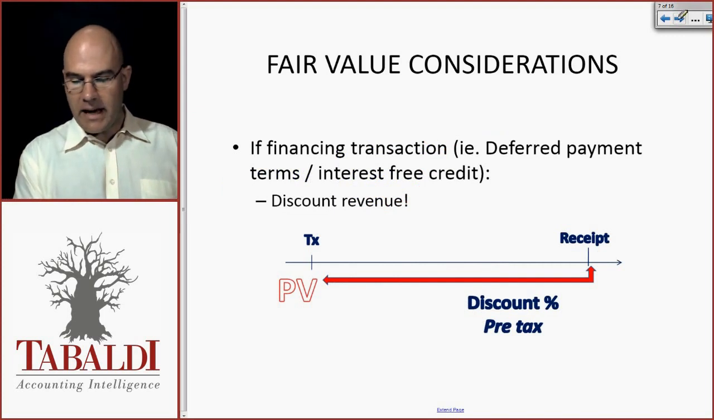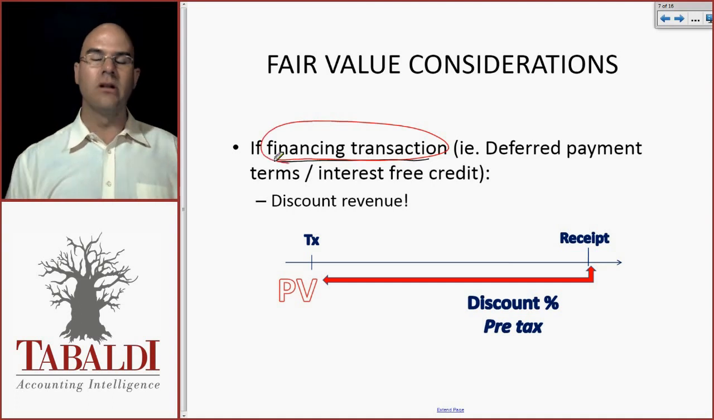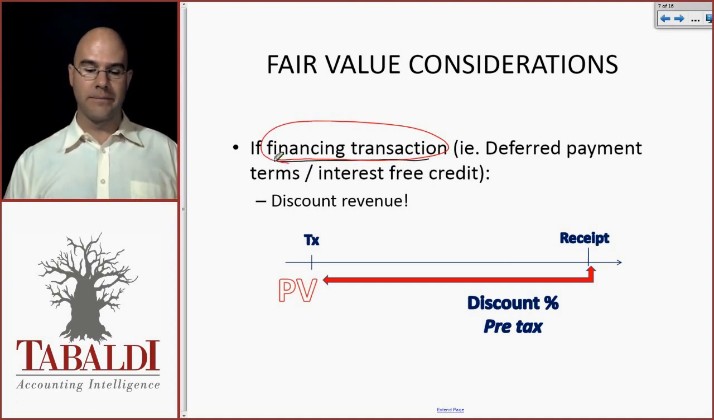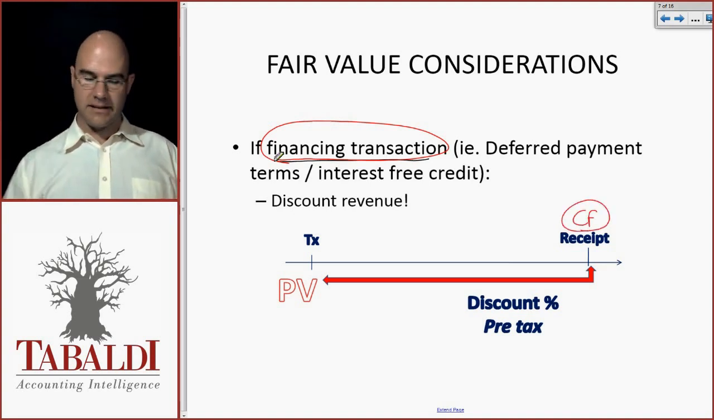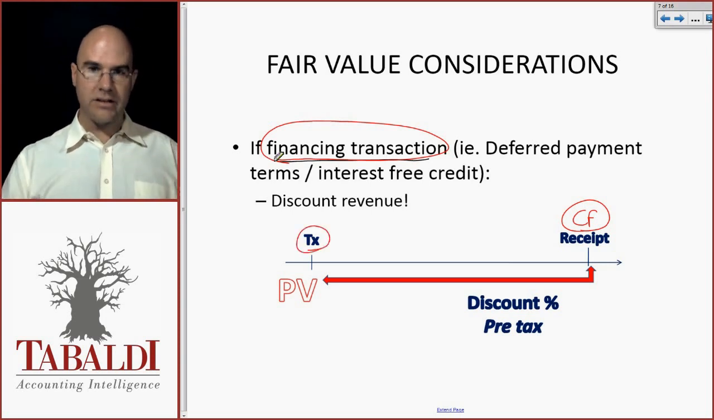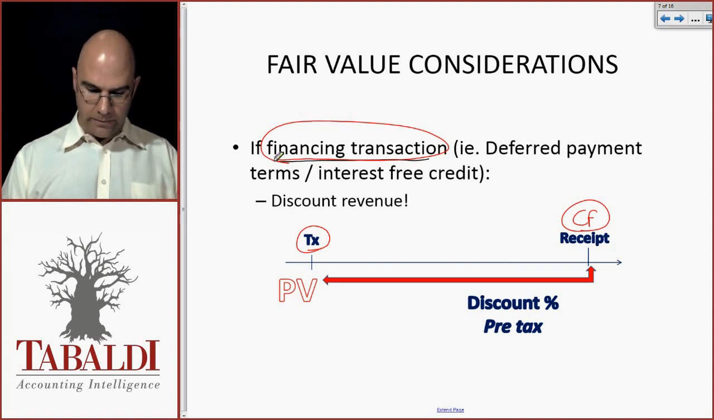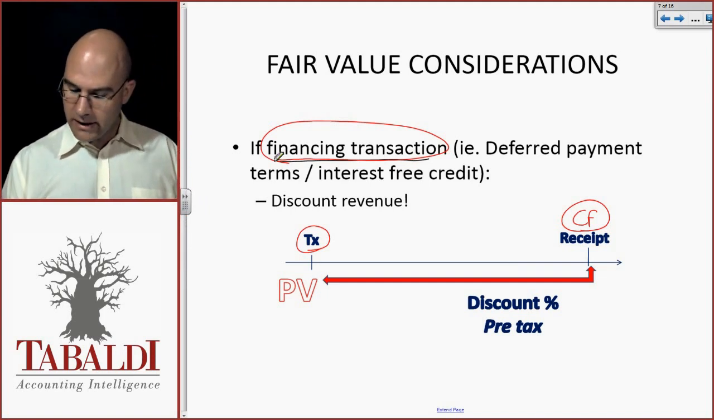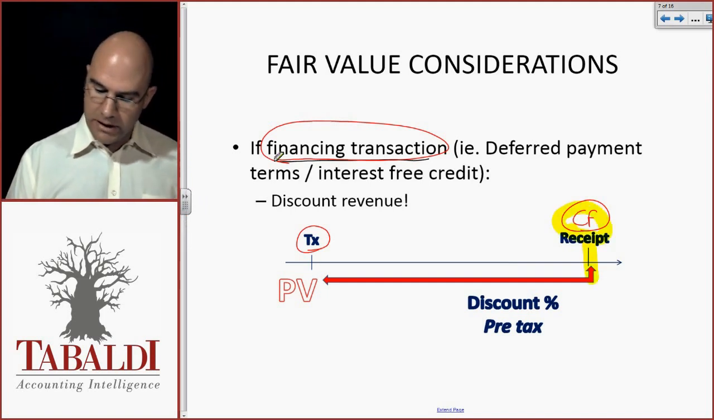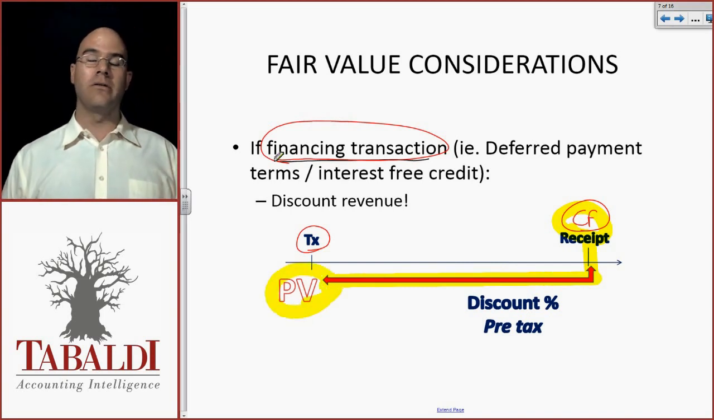Okay, the next one is that there may be deferred payment terms, which means there's a financing transaction component of this revenue contract. So what do I need to do? Let's assume I'm going to receive the cash flows in a future period, 6 months, a year's time. But the transaction is today. Therefore, what will I need to do? I will need to show the actual revenue, not at the cash flow amount in the future, but I will need to discount that back to the present value, i.e. today's value of the contract.